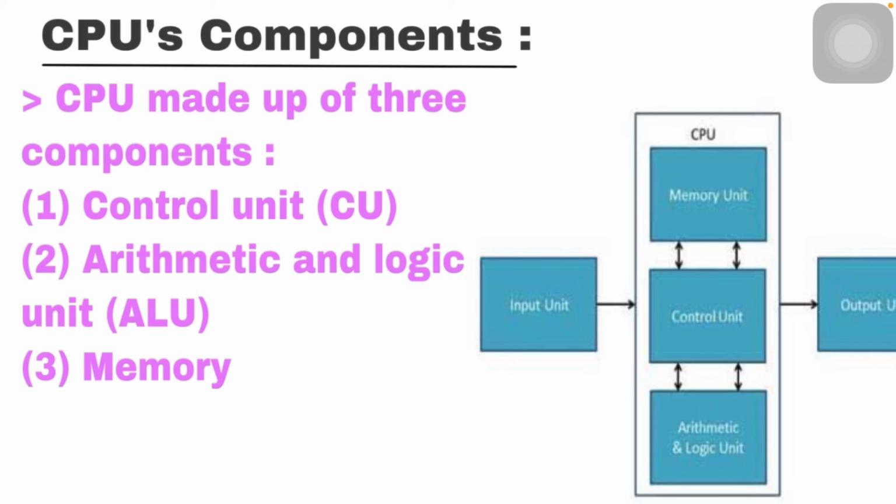Okay. So all these three parts, the control unit, the arithmetic and logic unit, and memory, are all present inside the processing unit. These are collectively called the processing part of a computer.